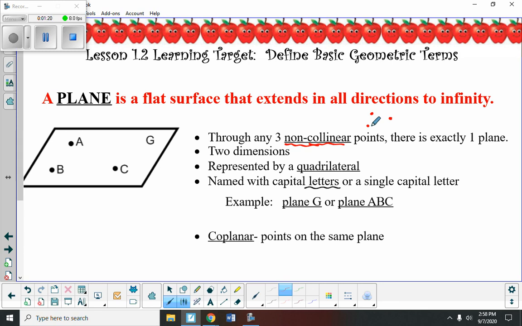And a plane has 2 dimensions. I kind of think about it as length and width, but again, they go into infinity. When we talk about the symbol of a plane, we use a quadrilateral, and more specifically, we use a little parallelogram. A plane is either named with capital letters, and I should clarify, capital letters that are on points, or a single capital letter which is not on a point.